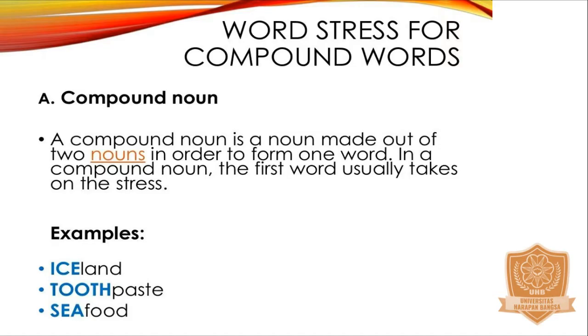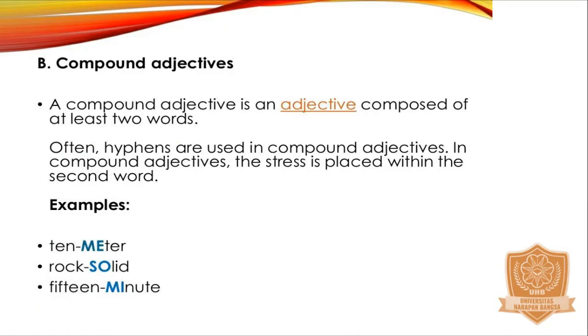Compound noun. What is a compound noun? It is a noun made out of two nouns in order to form one word. In a compound noun, the first word usually takes on the stress. Example: toothpaste, seafood. Then for compound adjectives, a compound adjective is an adjective composed of at least two words.